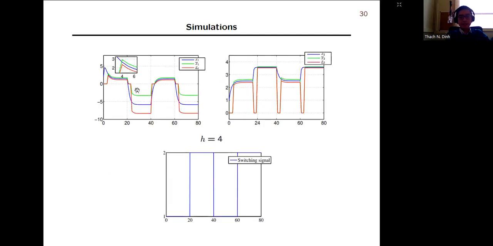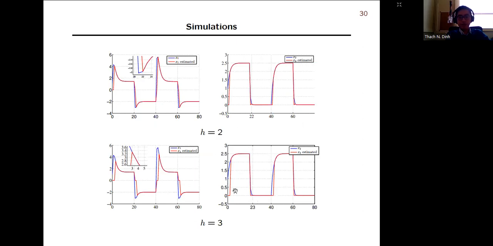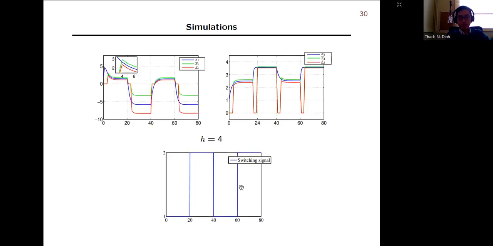And similarly, for interval estimate, we just need to add the bounds of uncertainties, and we can obtain two bounds for the real state of the system after a first time. Here we choose the first time equal to 4, and here the first time equal to 2 and 3. Several different values of the first time, and this one is the switching signal. We choose the interval between two switching instants larger than the first time.